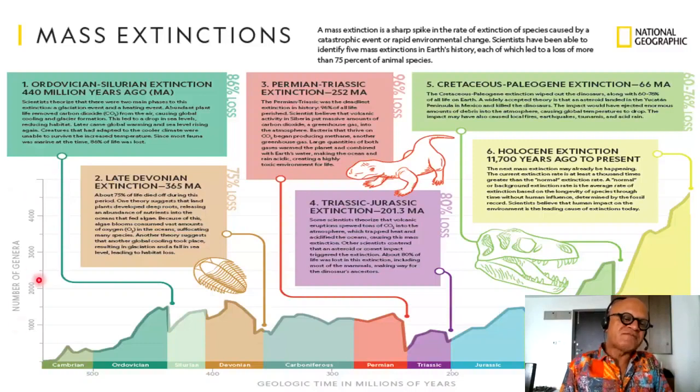So this is the number of genera. Instead of looking at species, you look at genera, because even if one species of that genus or family is alive, then that family can be assumed to be around at the time. So coming out of the Cambrian into the boundary of Ordovician-Silurian, there is the first Ordovician-Silurian extinction 440 million years ago.